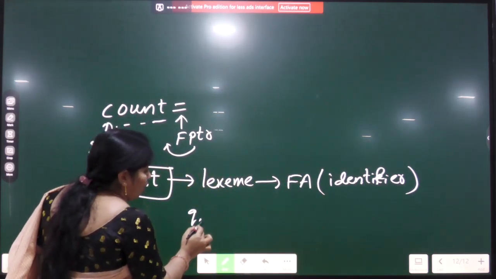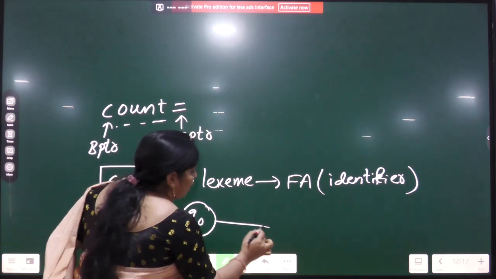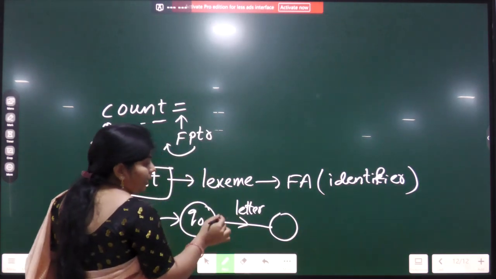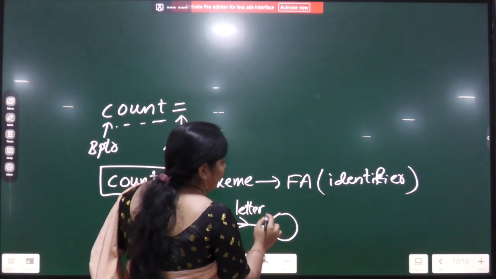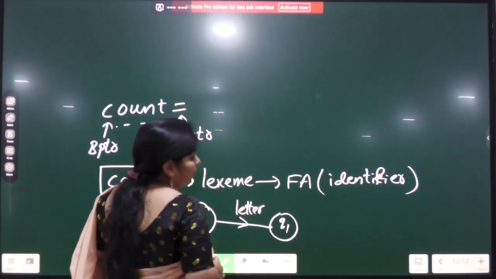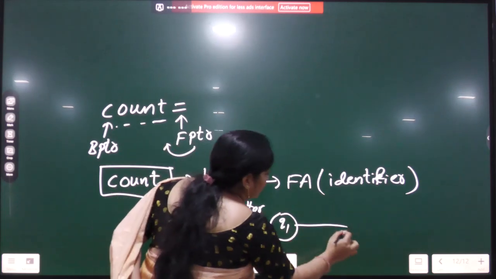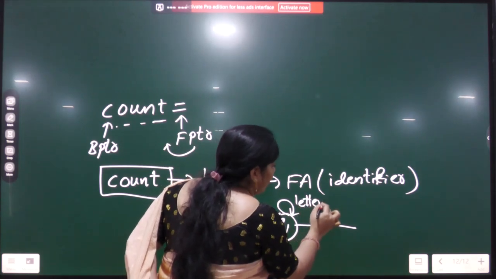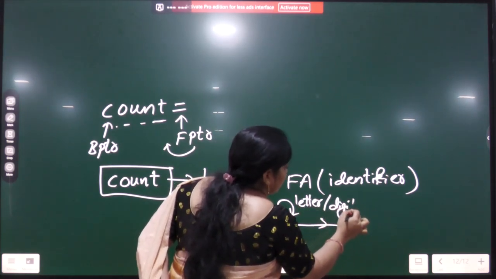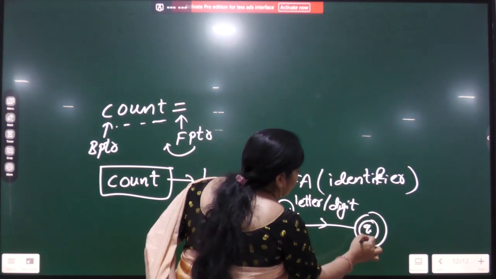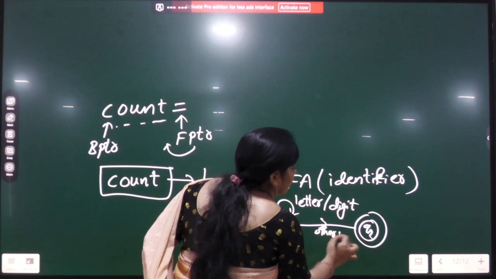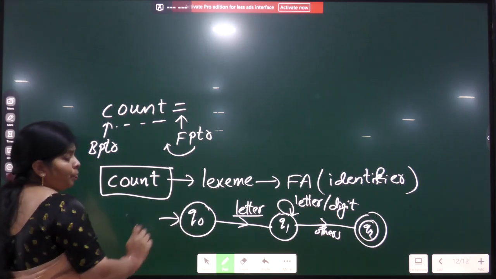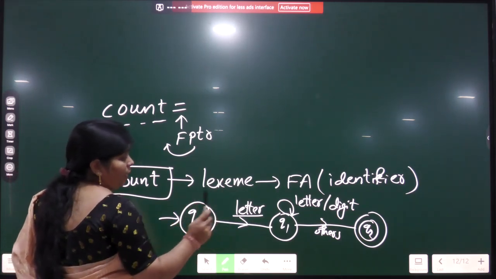Initially we are at Q0. Whenever a letter has been encountered, since an identifier means the first character should be a letter, then the second character onwards may be either a letter or a digit. Then automatically we can go to the final state. So here we'll take COUNT as a lexeme, and that will be given to the finite automata.